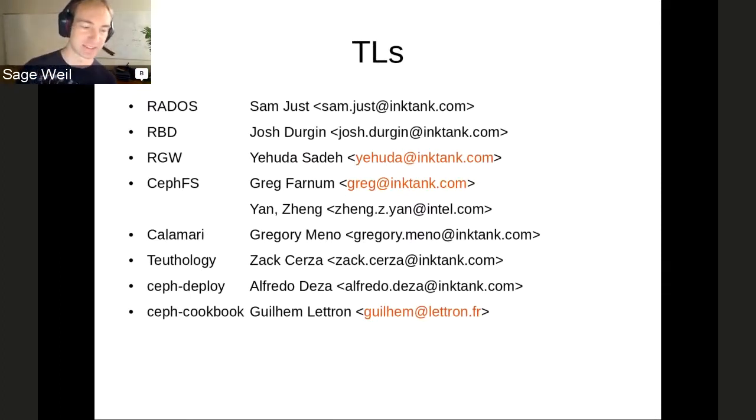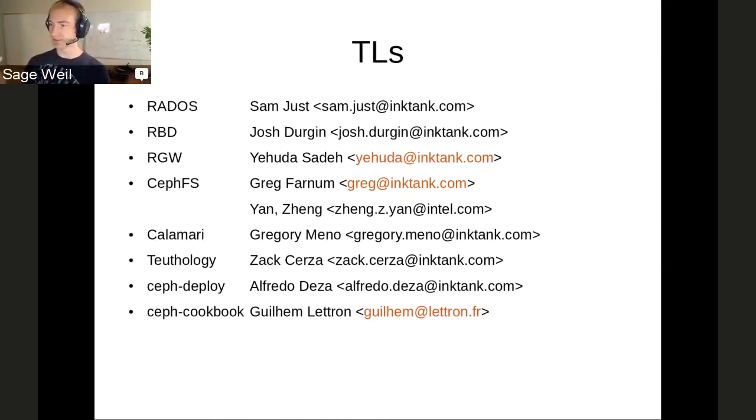Ceph Deploy is the easy Ceph deployment tool. Alfredo Deza is the one who has been doing most of this work. And on the Chef cookbooks that are used for deploying stuff with Chef, Guillaume Luchet has stepped up, I think like 6 months ago or whatever, to maintain those. So these are the ones that come to mind.